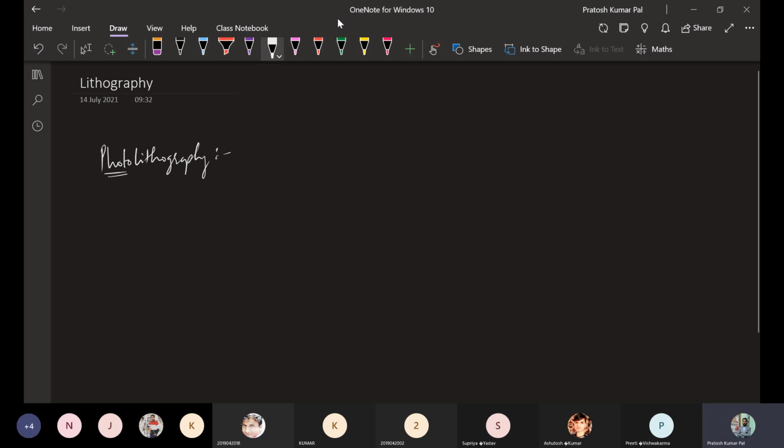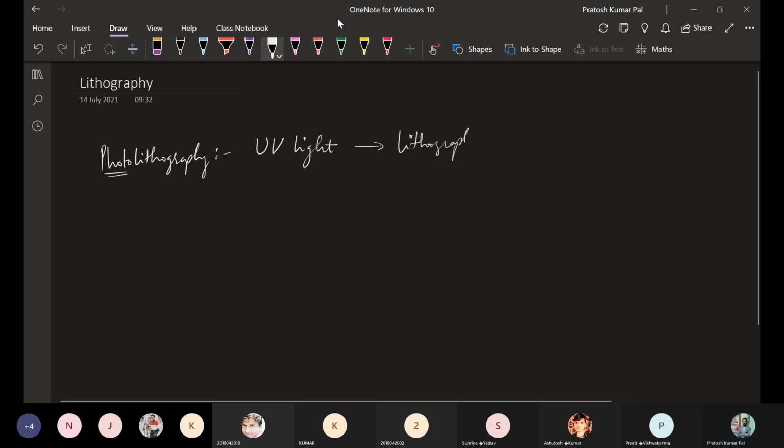In case of photolithography, we will be basically using ultraviolet light. Ultraviolet light we will be using in case of photolithography to do the lithography. So basically, to selectively remove or selectively expose the semiconductor surface, we will be using ultraviolet light for the lithography. That will be photolithography. In this, we have gone through different steps.